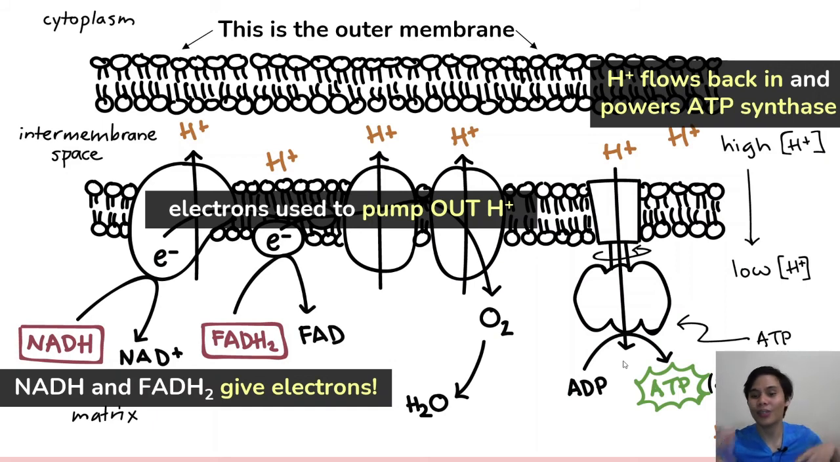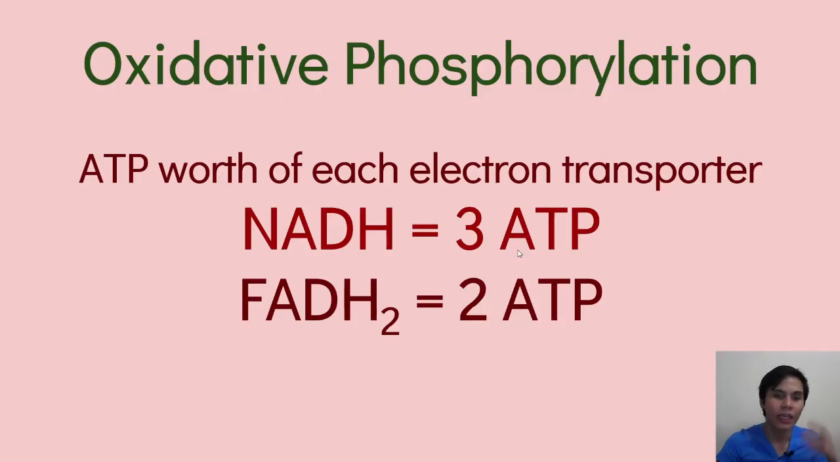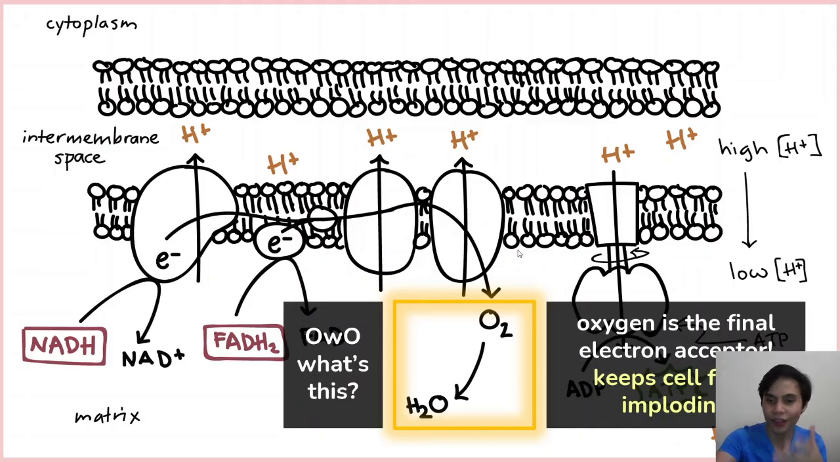Again, basically, you're using the exergonic fall of your electrons to pump out hydrogen, and then the chemiosmosis of hydrogen back into your mitochondrion will power ATP synthesis through ATP synthase, an enzyme. So basically, in oxidative phosphorylation, your NADH produces 3 ATP, while your FADH2 produces 2 ATP. So in general, we should get around 30 to 32 ATP for each glucose molecule in aerobic respiration.